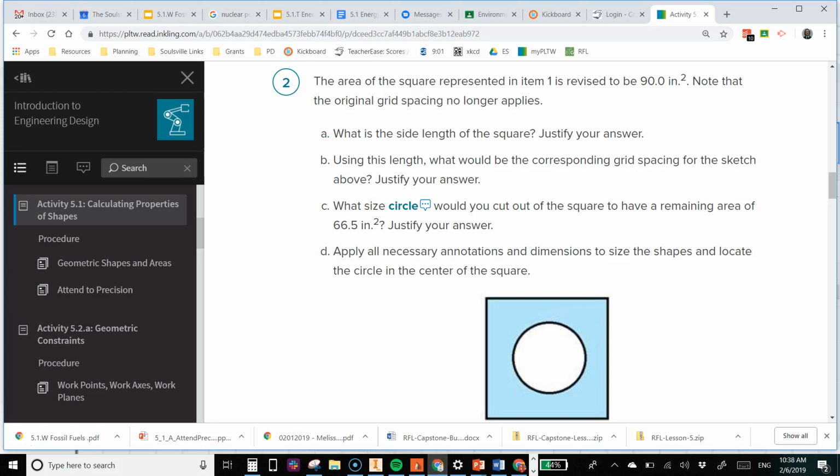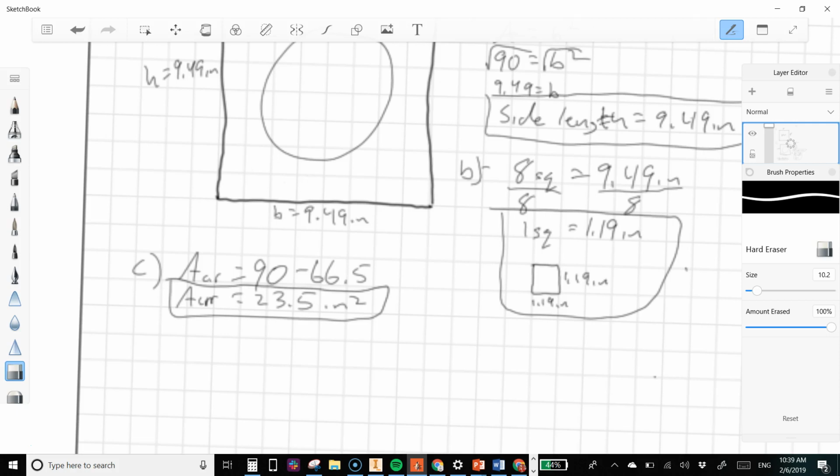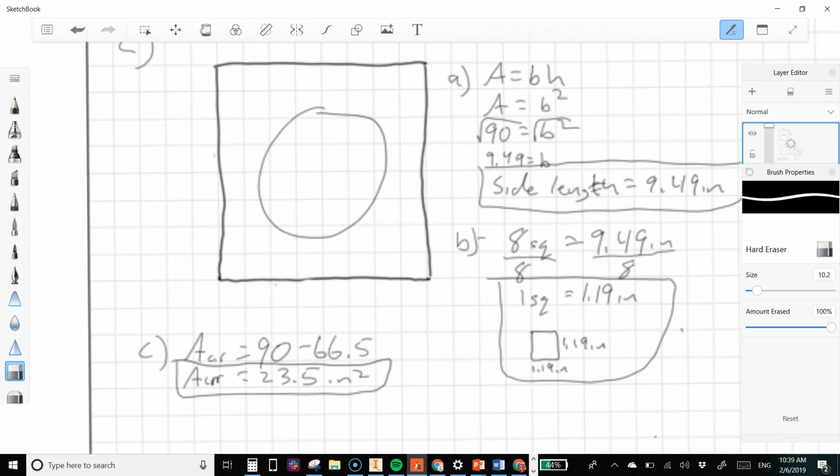Apply all necessary annotations and dimensions: the size, the shape, the location of the circle, and the center of the square. Okay, this is the tricky one. I'm actually going to erase this right off of here because I'm going to use proper engineering annotations. I'm going to need 3 basic numbers in order to annotate this: where is the center of my circle, what is the radius of my circle, and what is the height of my sides.